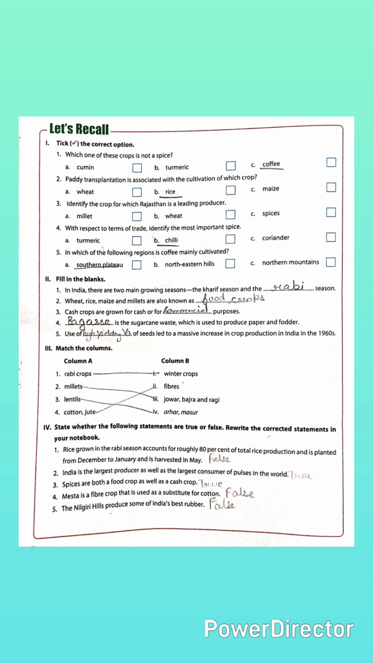Tick the correct option. First, which one of these crops is not a spice? Options: cumin, turmeric, coffee. Cumin and turmeric both are spices. Coffee is not a spice.